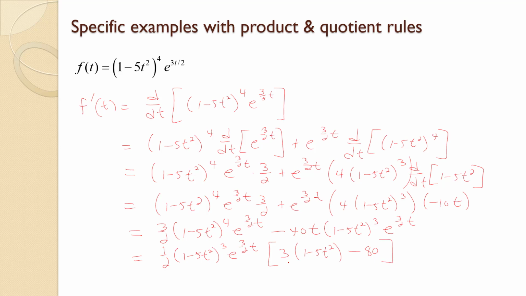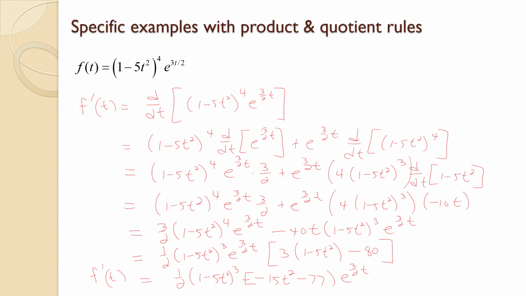Notice what's left over is really nice and simple. So we can easily just multiply that out and simplify it. So the final answer then would be that the derivative of f in terms of t is going to be a 1/2. I'd have 1 minus 5t squared, that quantity cubed, times the expression. Let's see, I have a 3 minus 80, and I have a 3 times a minus 5. So it's a minus 15t squared, and then I'd have a minus 77. And that's then multiplied to an e to 3 halves t.